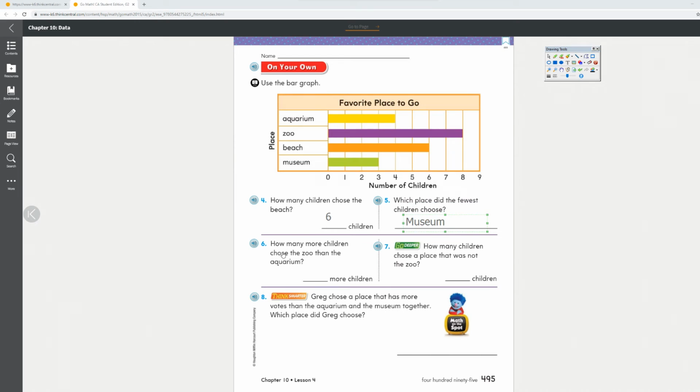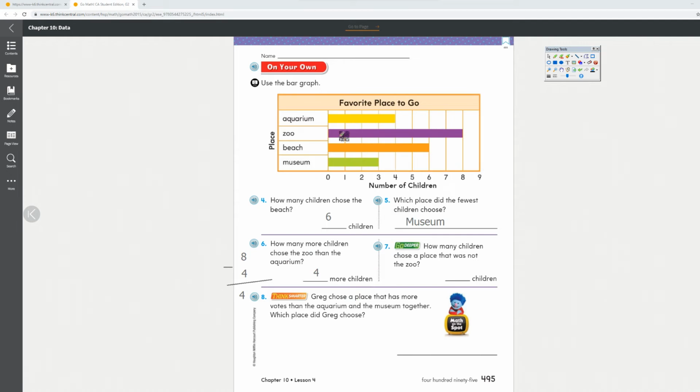Alright, number 6. How many more children chose the zoo than the aquarium? So now we have to do some subtraction. We have to look at the bigger number between zoo and aquarium. So it looks like zoo is the bigger one. So let's start with zoo. Zoo had 8 children. And then the aquarium had 4 children. So 8 minus 4 gives us 4. So we have 4 more children chose the zoo than the aquarium.